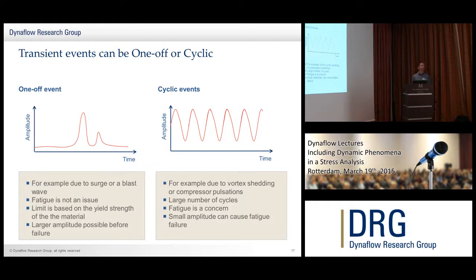Okay, and the final distinction we want to make is between a cyclic event and a one-off event. So a one-off event, shown on the left, occurs during a surge event, or external blast load, or also something like slug load during the startup. Here fatigue isn't really a problem, and you want to be calculating more against the ultimate yield strength of your material. You'll calculate that as an occasional load. Whereas a cyclic event, such as due to a pulsation, then we're looking at a large number of cycles, and fatigue becomes our concern. And our allowable limit becomes the endurance limit of the material.